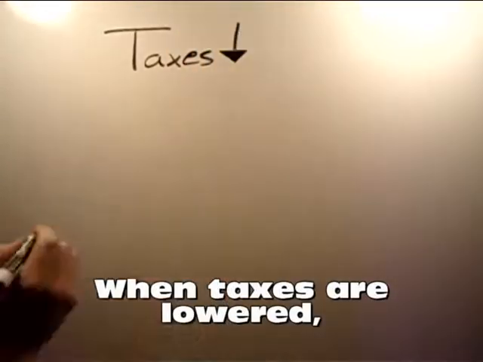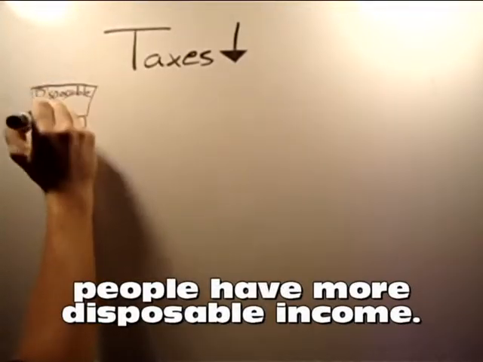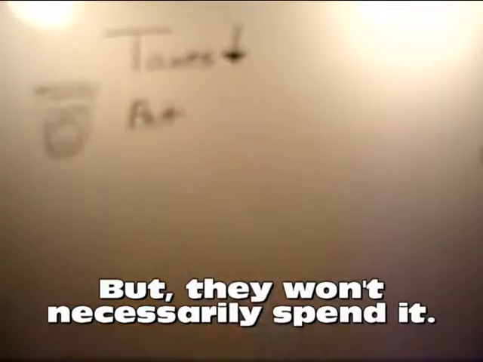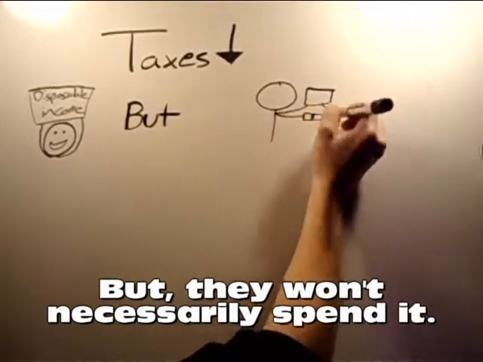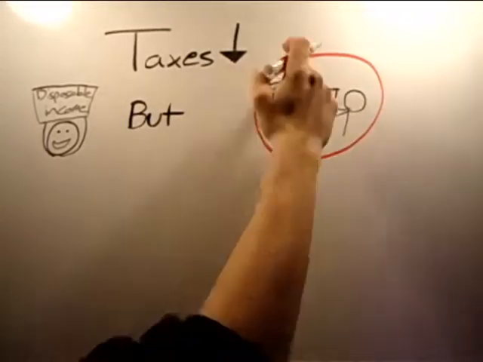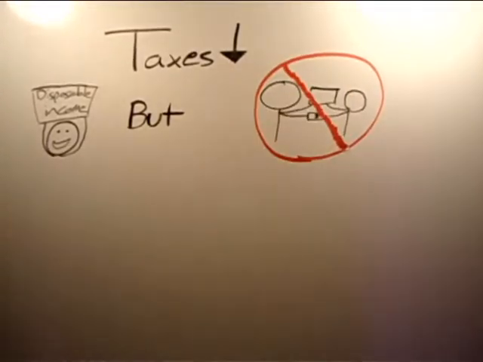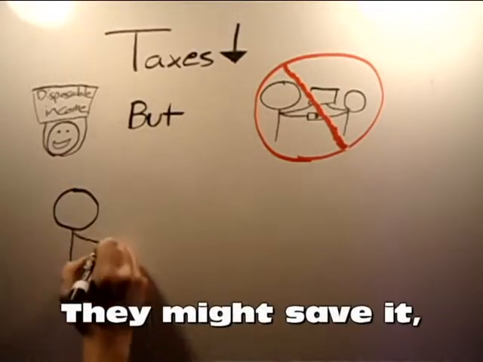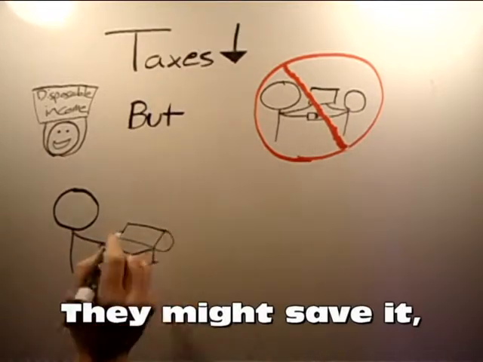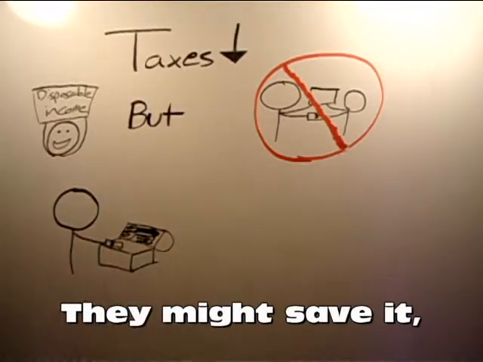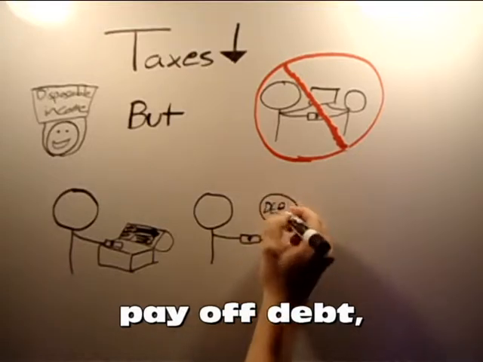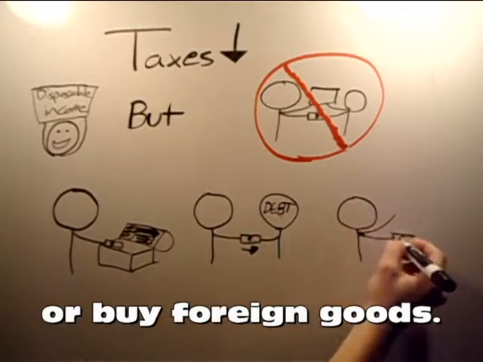When taxes are lowered, people have more disposable income, but they won't necessarily spend it. They might save it, pay off debt, or buy foreign goods.